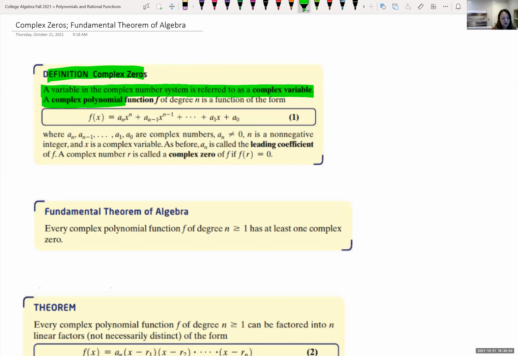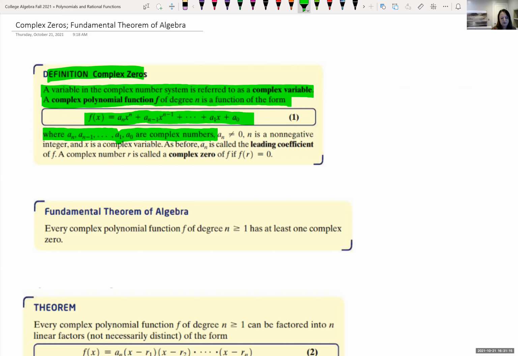A complex polynomial function f of degree n is a function of the form, this looks familiar, f of x equals a sub n x to the n plus a sub n minus 1 x to the n minus 1 plus dot dot dot plus a sub 1 x plus a sub 0, where a sub n minus 1 through a sub 1 and a sub 0 are complex numbers and a sub n can't be 0. n is a non-negative integer and x is a complex variable.